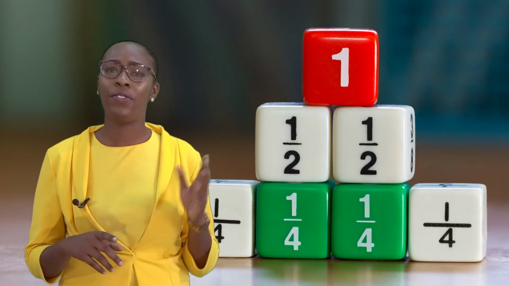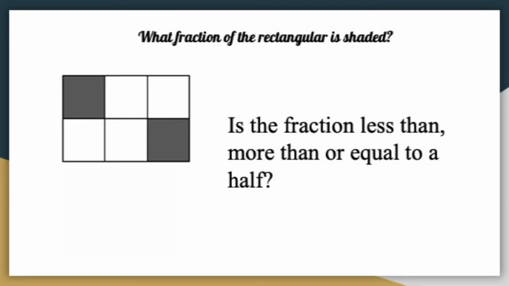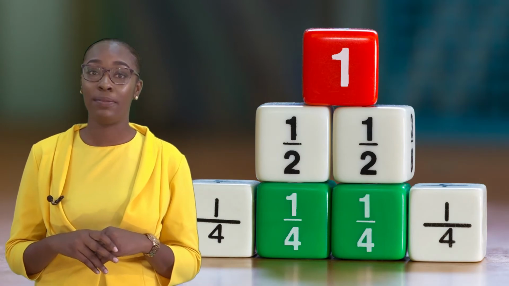What fraction of this rectangle is shaded? 2/6. And that fraction, is it less than a half, equal to a half, or more than a half? It is indeed less than a half. And we can tell by looking at the portion that is shaded in the rectangle. We have less shaded than unshaded. You're doing a good job so far, students.